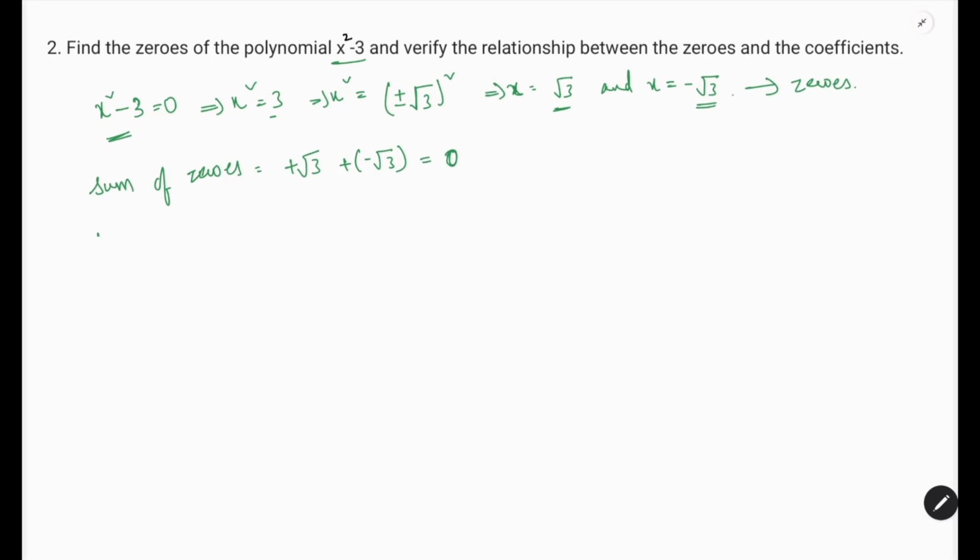Okay, now product of zeros equal to plus root 3 and minus root 3 equal to, see, plus into minus is minus, root 3 into root 3 is 3. Okay, now here you compare this equation with the equation ax square plus bx plus c equal to 0.